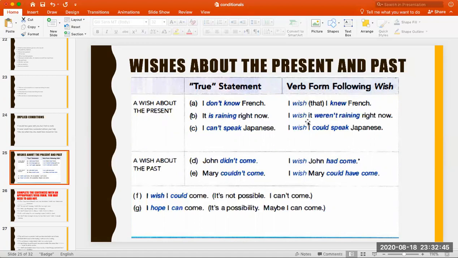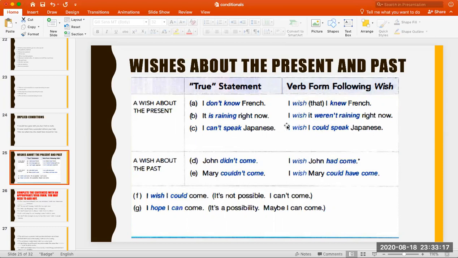It is raining now. You can use I wish, or if only, by the way. If only and I wish are friends. So, if only I knew French. I am not in Jerusalem now. I wish I were in Jerusalem now. If only I were in Jerusalem now. It's raining right now. I wish it weren't raining. It's usually the opposite. I can't speak Japanese. I wish I could speak Japanese.